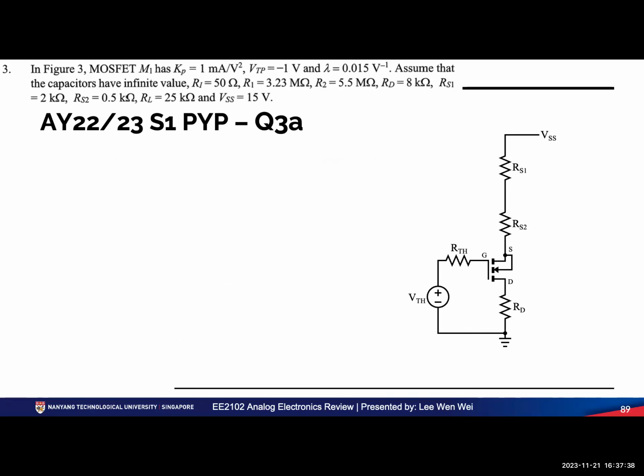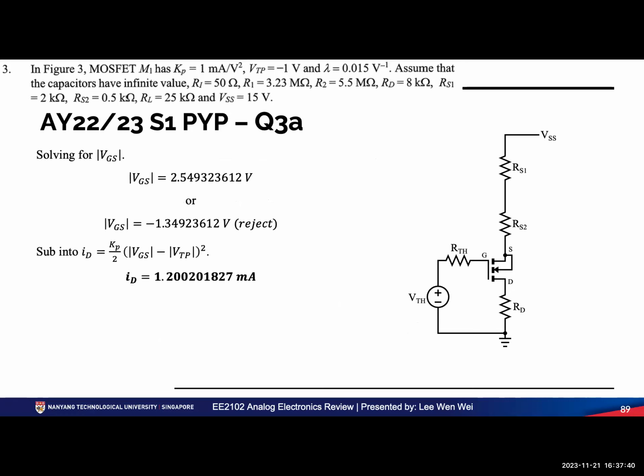Okay, so now what we need to do is calculate. Once we calculate VGS, you all calculated already, right? Can you calculate ID or not? Did you manage to do that? Did you all get the same value?